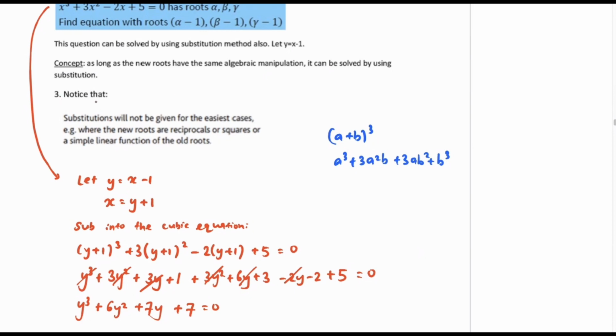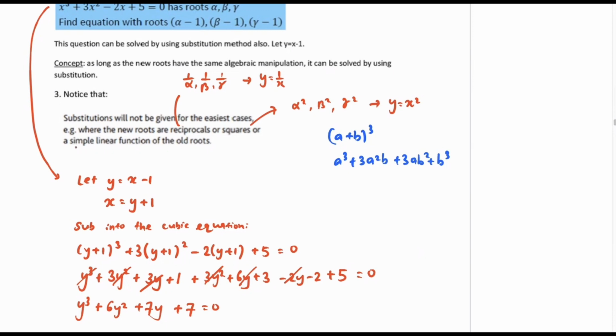And number three, notice that substitution will not be given for the easiest cases. So for example, in this question, they won't tell you to use y equal to x minus 1. You have to determine on your own. For example, where the new roots are reciprocals, like 1 over alpha, 1 over beta, 1 over gamma, then you have to set up the substitution y equal to 1 over x. For example, alpha squared, beta squared, gamma squared, then you have to set up your substitution y equal to x squared.